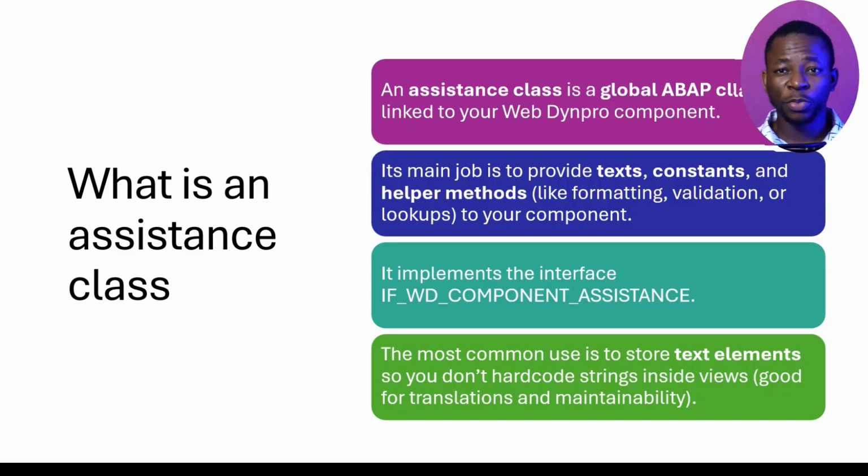The main job is to provide texts, constants, or helper methods. So this is used for formatting, validation, or for lookup. We're going to implement this in this project. The most common use is to store texts or elements so that you don't need to hard code strings inside the views. So this is what the assistance class is all about.